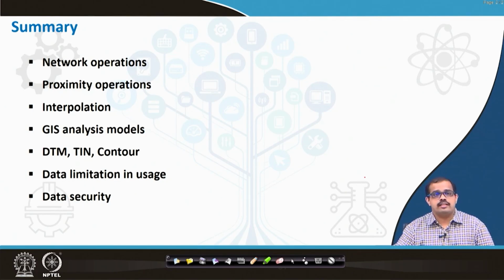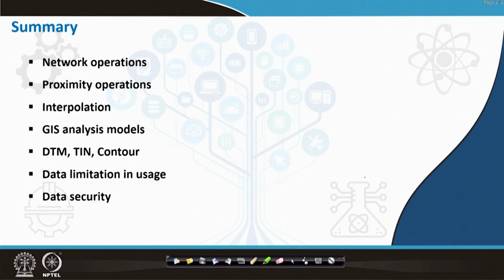Then we looked at data limitations in usage, how it can be used, and finally we ended with data security. Data security is extremely important in the context of data production and data usage. That is the first and foremost thing that any data user or any GIS user should look at when producing or distributing data. Okay. So, let us meet in the next class.